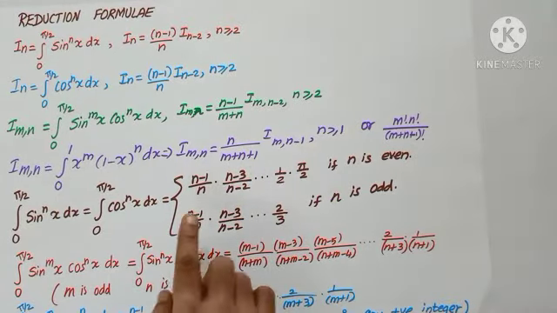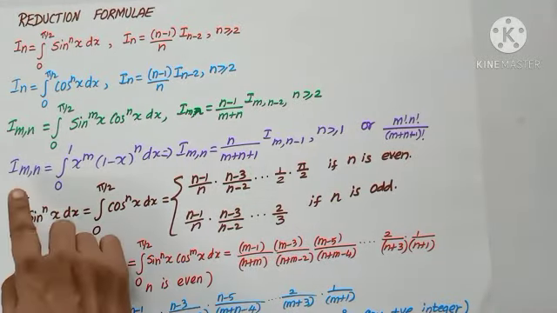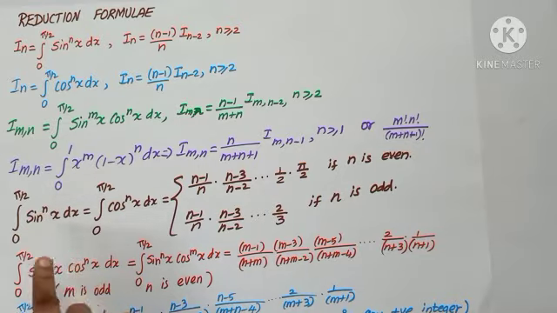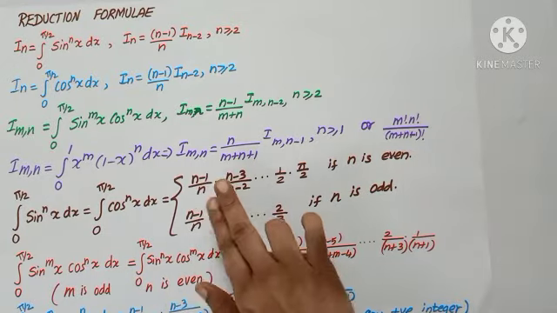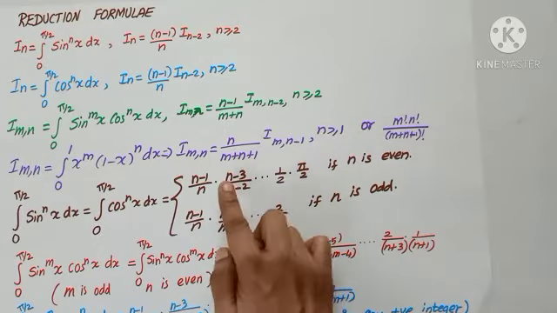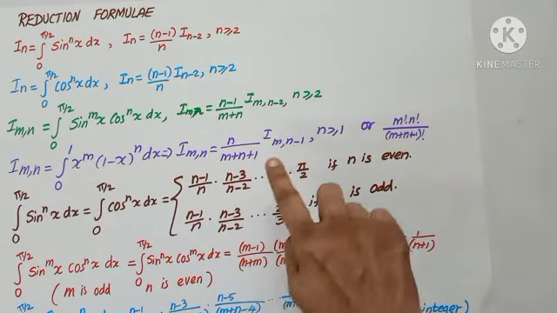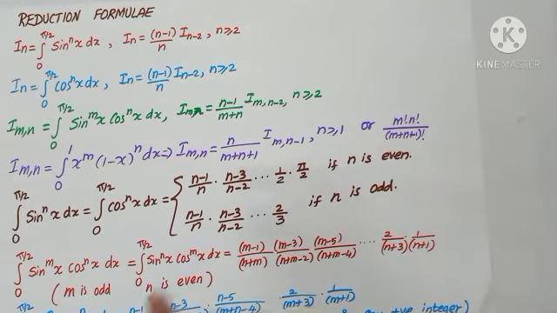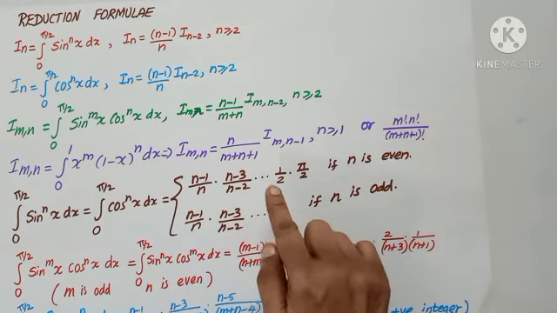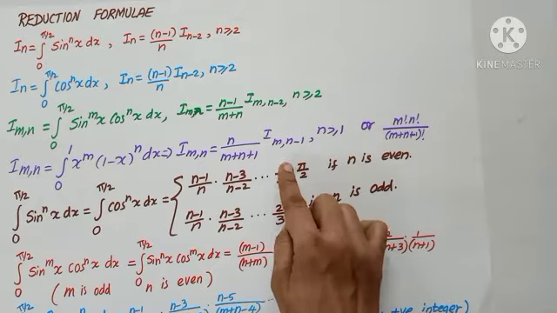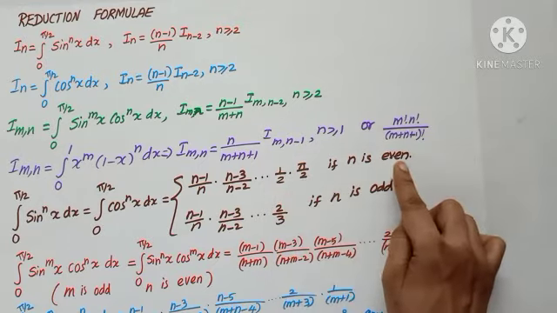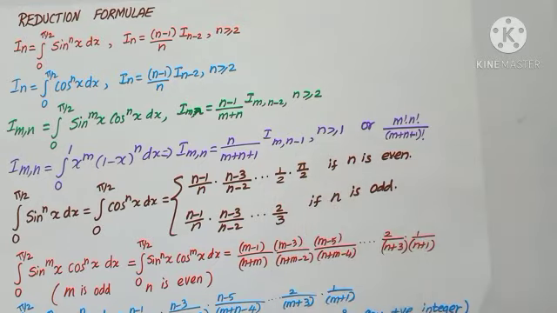We reduce the formula as integral 0 to pi by 2, whether it is sin power nx or cos power nx dx. We have n minus 1 by n, and keep on reducing to 2: n minus 3, n minus 5, like that in the numerator. Denominator, n minus 2, n minus 4, and so on. If n is an even number, we will stop with 1 by 2. Whenever n is even, include pi by 2 also.